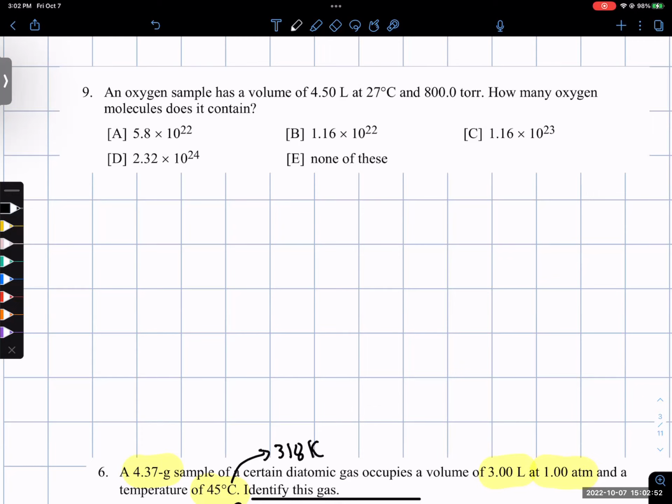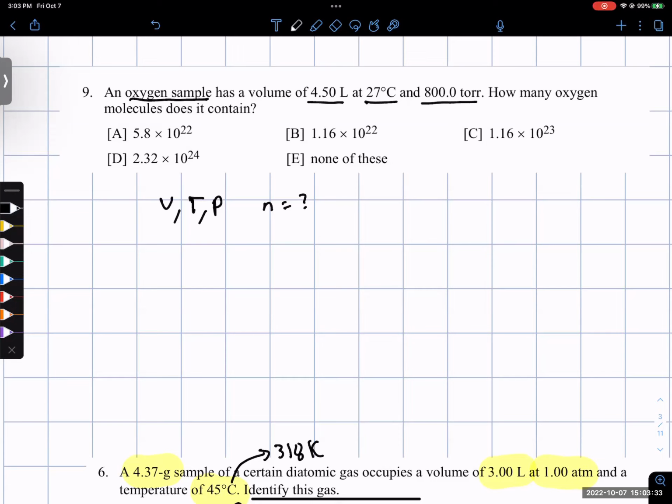An oxygen sample has a volume of 4.50 liters at 27 degrees Celsius and 800 torr. How many oxygen molecules does it contain? So let's lay out what we have already. What quantities do we have? Anyone want to tell me? What quantities are present? Temperature and pressure. Yeah, we got a volume, we got a temperature, we got a pressure. And then we're trying to find what? The number of moles, right? First step, let's find the number of moles. So what equation would this use?